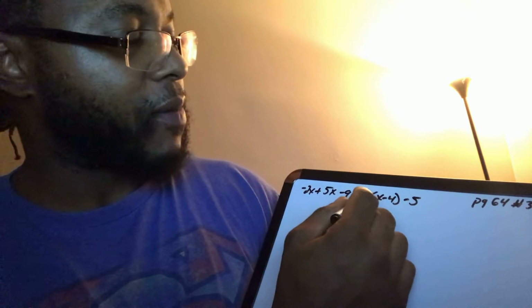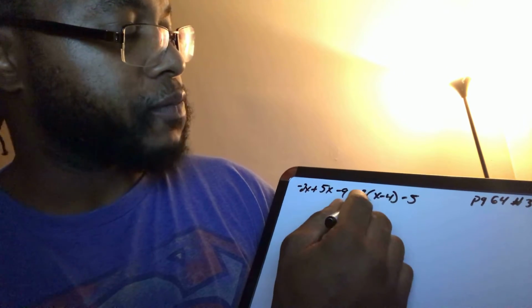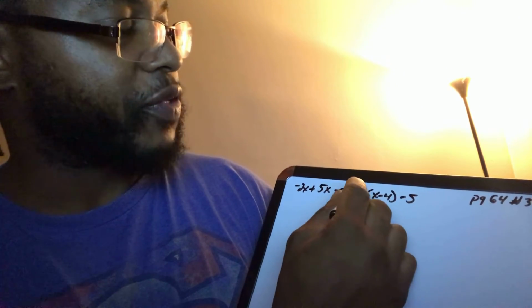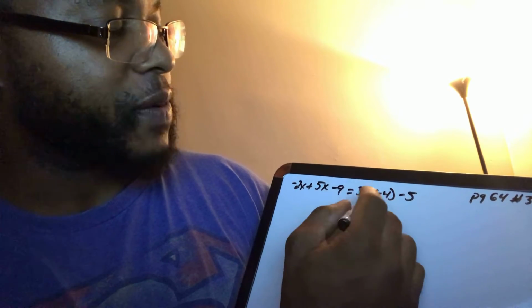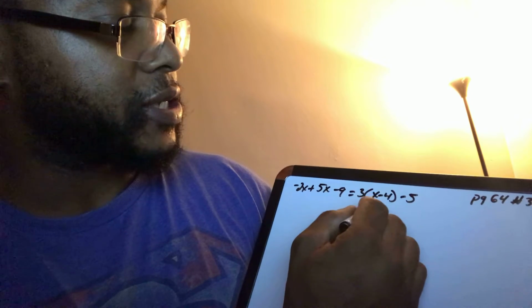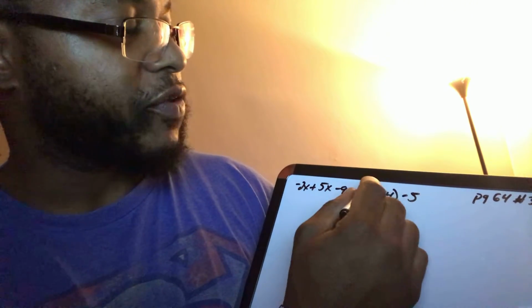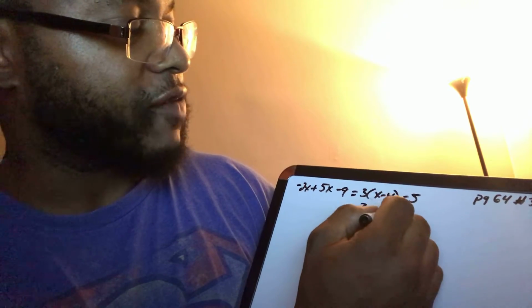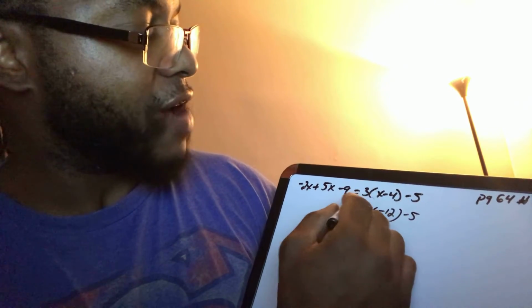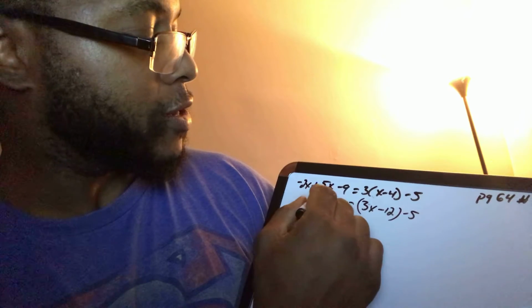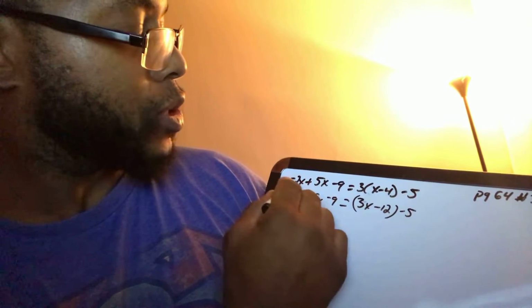So first, I'm going to start out by using the distributive property here. We're going to multiply 3 times x and 3 times -4 in the rules of distributive property. So that's going to give us 3x. And then you have 3 times -4, that gives us a -12. We bring down the -5, the equal sign, the -9, essentially the rest of the problem.